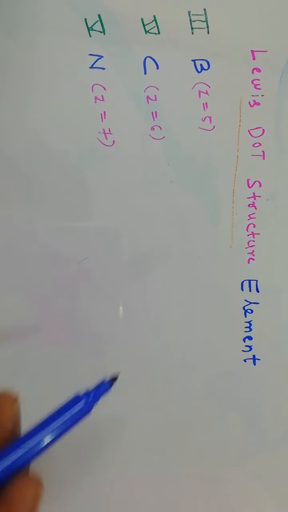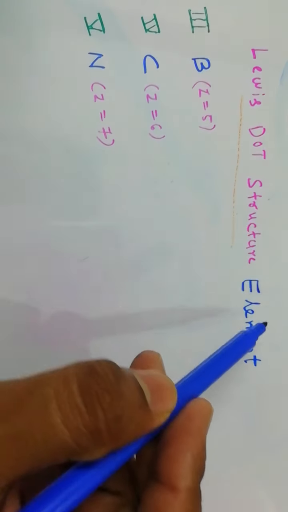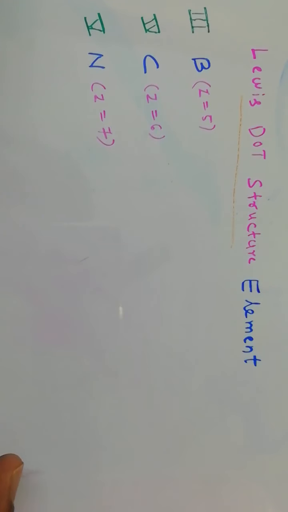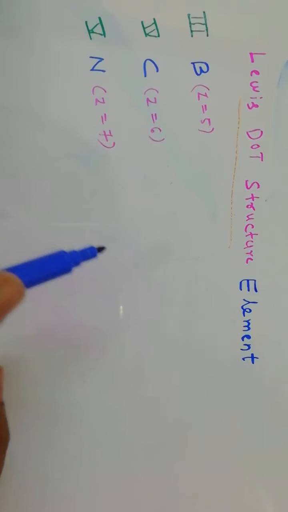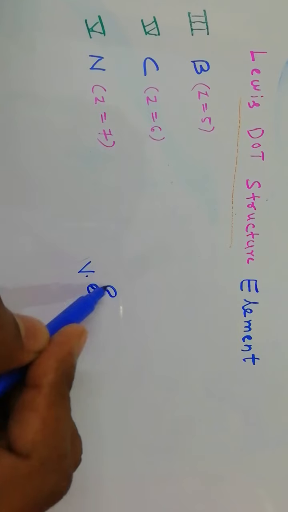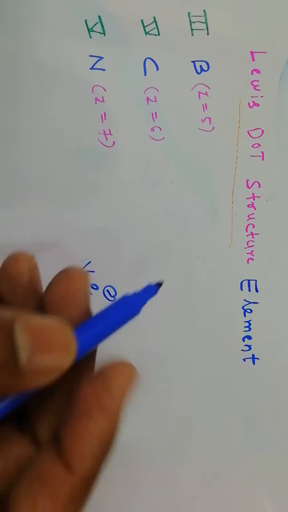In this session we are going to learn the Lewis dot structure of elements, that is, how to represent Lewis dot symbols for elements. The Lewis dot structure belongs to valency electrons. Based on the valency electrons only, we can write the Lewis dot structure for any atom of a particular element.